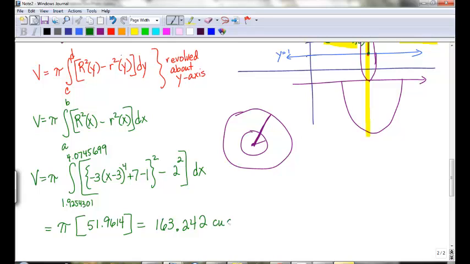Okay, so cubic centimeters. Okay, so now we go back to their question. What did they ask? What is the volume? Okay, we've got that, 163.24. Okay, if Bob can eat 120 cubic centimeters, will he be able to eat the entire donut? No, because it's too big. The donut's too big. Okay?